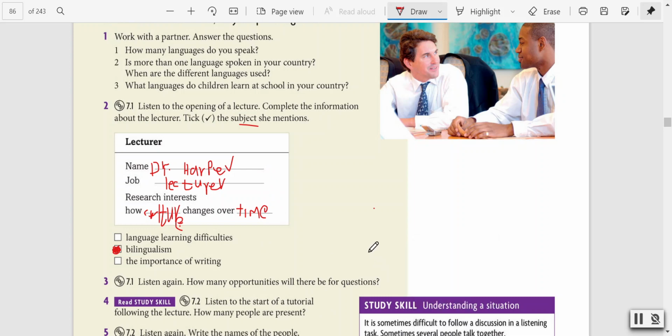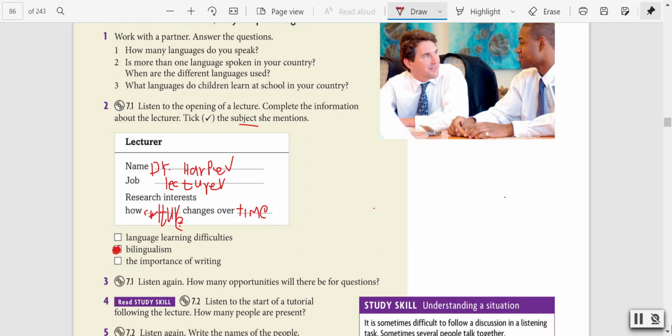Good morning, everyone. My name is Dr. Harper, and I'm a lecturer from the Cultural Studies Department. My research area is how culture changes over time, particularly in relation to language.